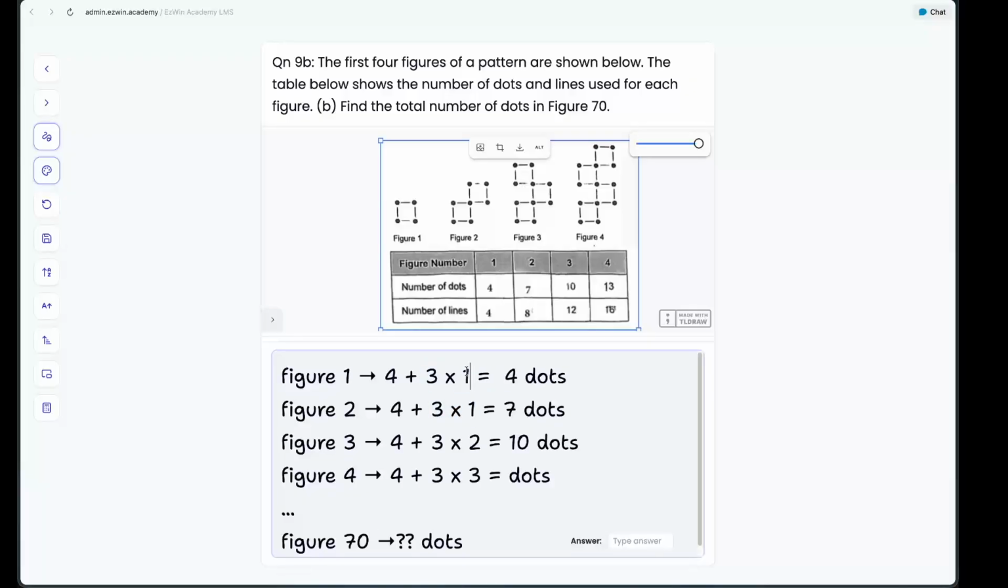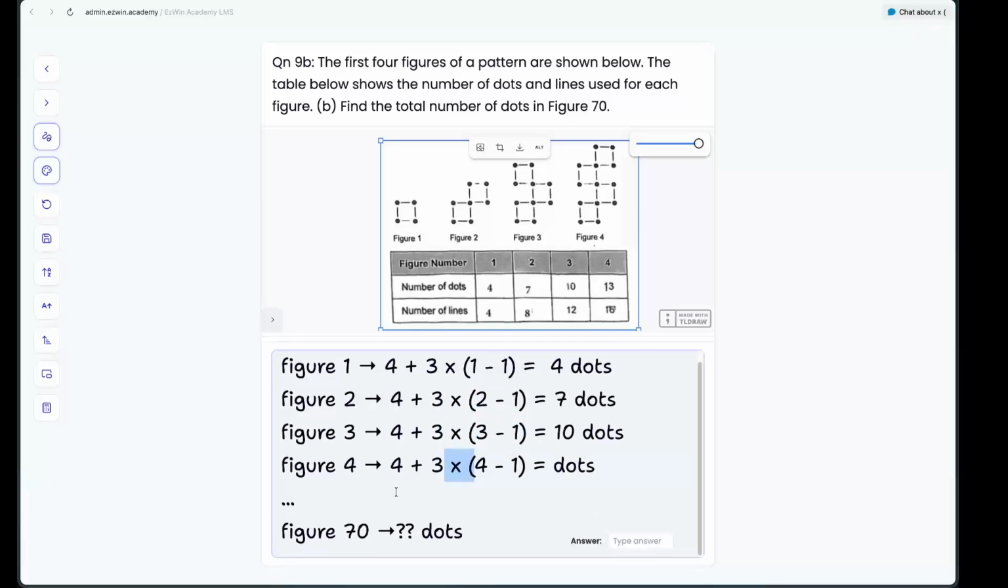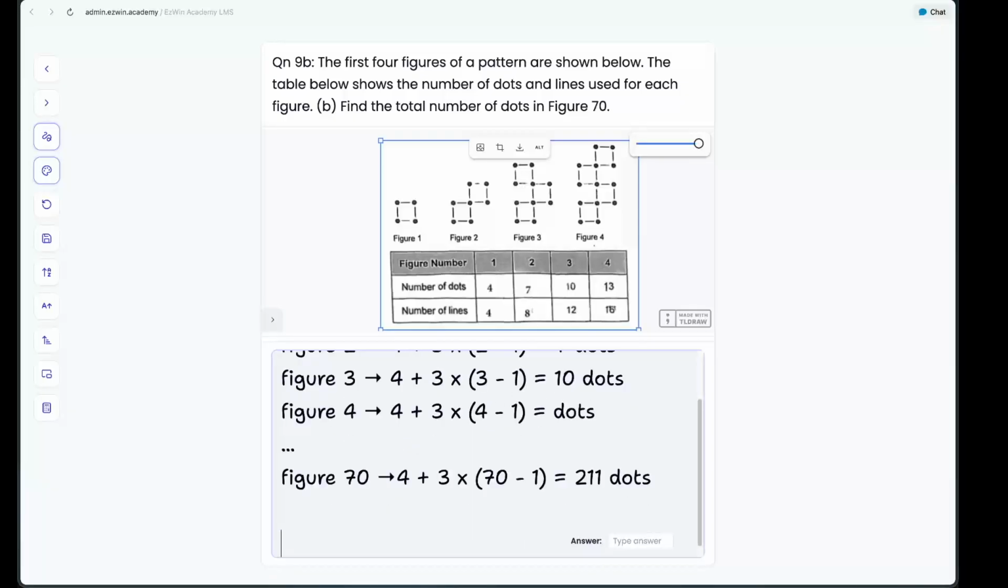So we have one more step, which is how we get this 1, 2, 3, which is essentially 1 minus 1, 2 minus 1, 3 minus 1, and 4 minus 1. So the figure number minus 1, which gives 3 times 0, 3 times 1, 3 times 2, and 3 times 3. For figure 70, we use the same thing, so 4 plus 3 times (70 minus 1), and this will give us 211 dots. That's what we see over here. There we go, so that's the answer, 211.